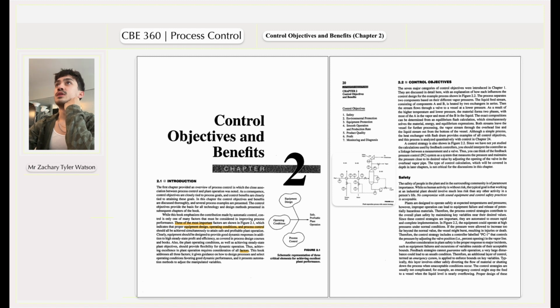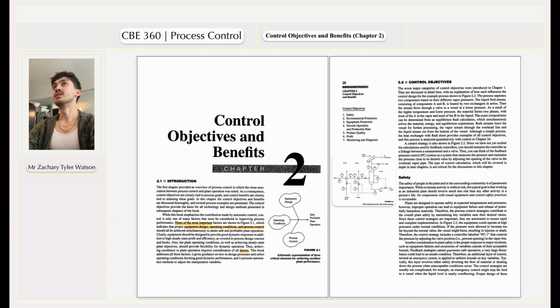While this book emphasizes the contribution made by automatic control, control is only one of the many factors that must be considered in improving process performance. Three of the most important factors are shown in figure 2.1. Figure 2.1 indicates that proper equipment design, operating conditions, and process control should all be achieved simultaneously to attain safe and profitable plant operation.